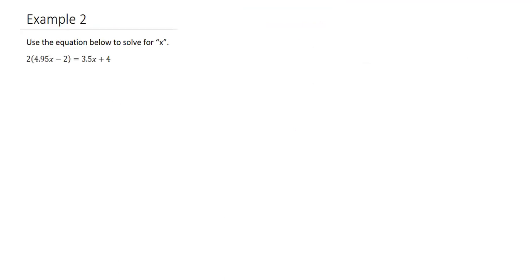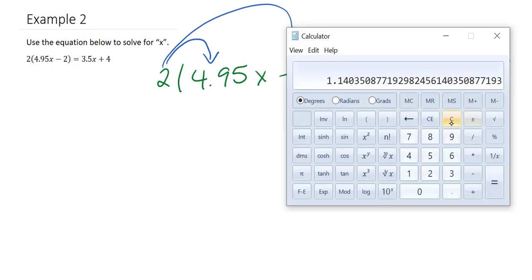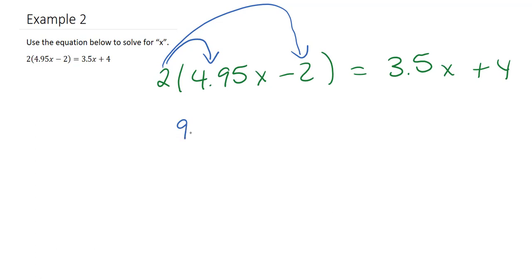Example 2. We're going to use the equation below to solve for x. So how do we do that? Let's go ahead and rewrite this. Before we do anything, let's get rid of this 2 by multiplying it out. We're going to multiply it by the 4.95 and then times this 2. So let's get the calculator out. 2 times 4.95 is equal to 9.9, and that's x. 2 times 2 is 4. We keep that subtraction sign.